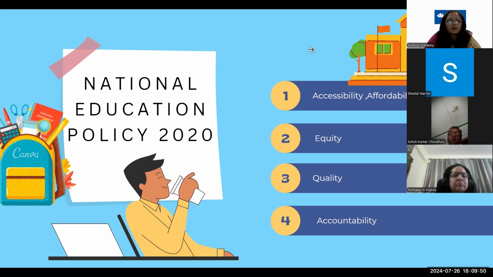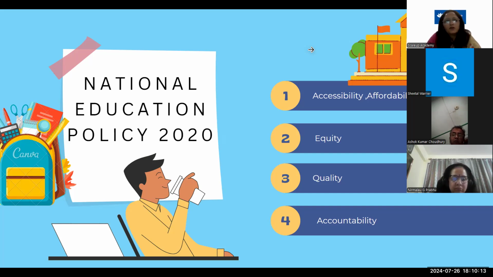Third pillar is quality, and it is about enhancing the quality of education, focusing on academic excellence, critical thinking, and skill development. It emphasizes research, innovation, and continuous improvement.